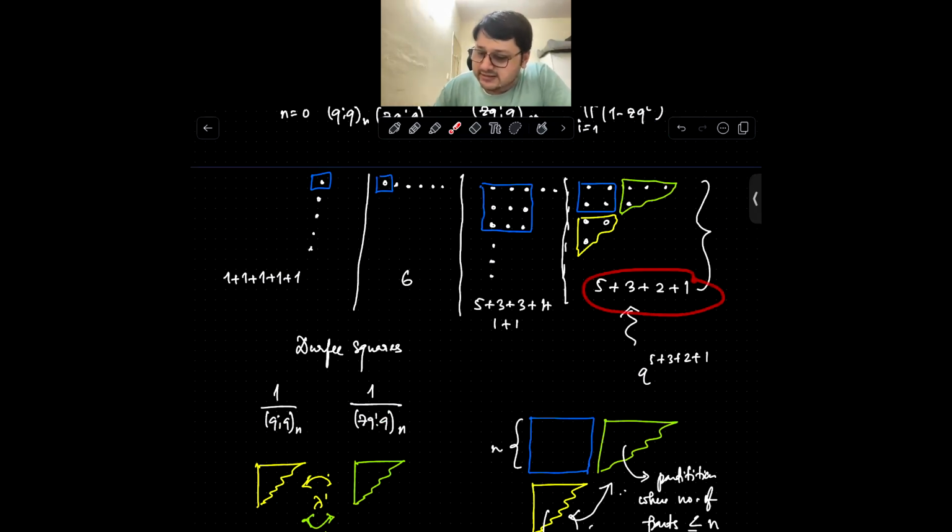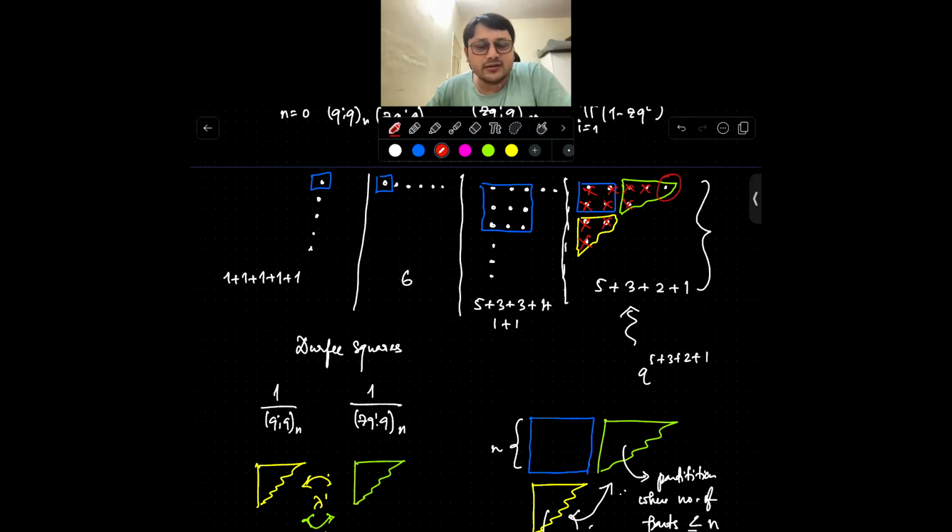If you see this partition, this is a partition into distinct parts, 5, 3, 2, 1. And what I'm saying is the following. I take away 1 dot here, 2 dots here, 3 dots here, and 4 dots here. So whatever is remaining, in this case, is just this 1 dot. Whatever is remaining is actually a partition without any condition on distinct parts, where the number of parts is at most the length of the previous partition. So basically, the number of parts is at most 4 in this case.